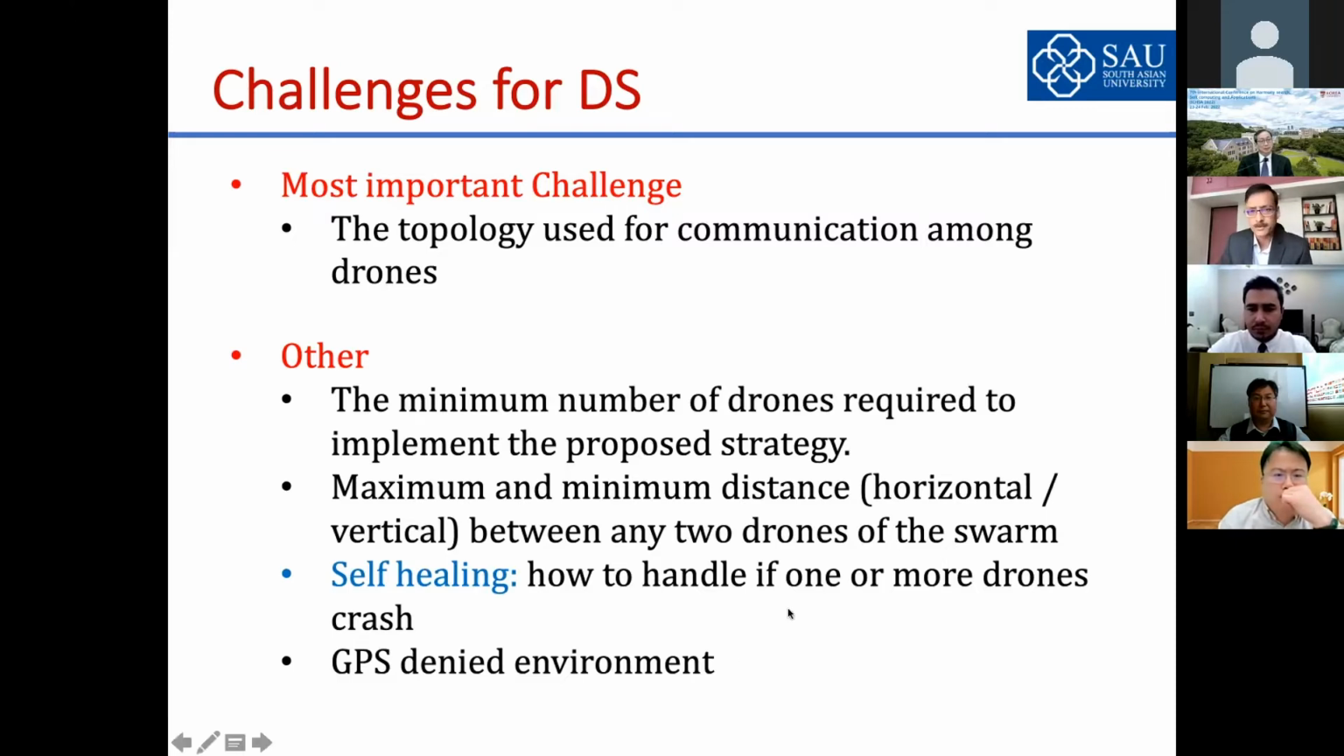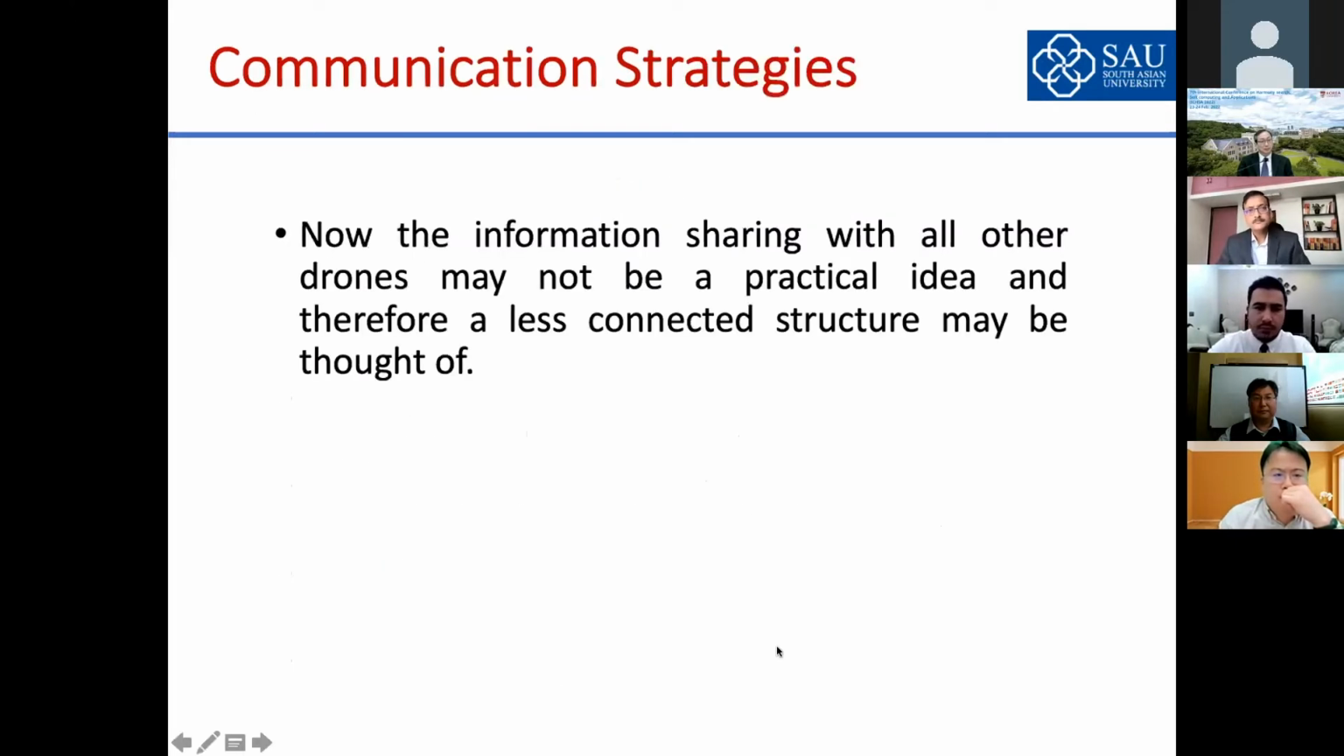So what I personally felt is that the less connected structure may be thought of. There are many communication strategies possible. All those communication strategies are possible which are true for any swarm intelligence based algorithms. For example, the fully connected structure, ring topology, von Neumann topology, wheel topology, all those kind of topologies are possible for the drone swarm also. But I found that ring topology is relatively better when you actually implement them on the hardware.